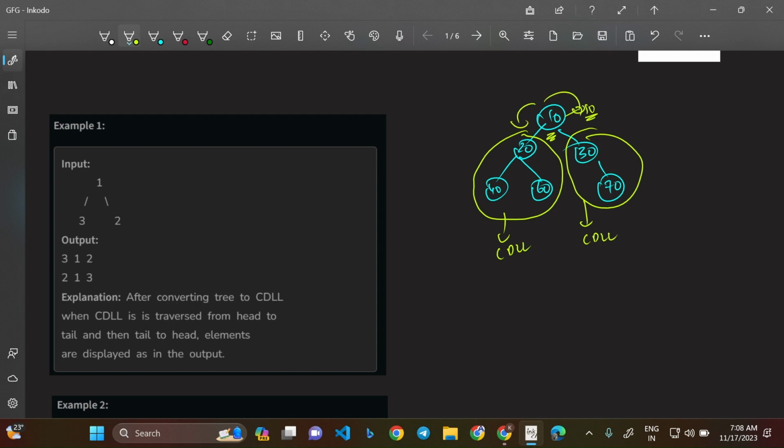This is what I'll be telling to my recursion. What will I tell to my recursion? I'll be telling my recursion that you convert the whole left subtree of mine to some CDLL, and convert my right side to some CDLL, and give those pointers.